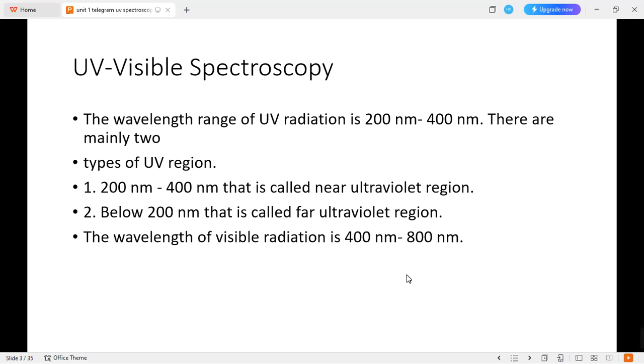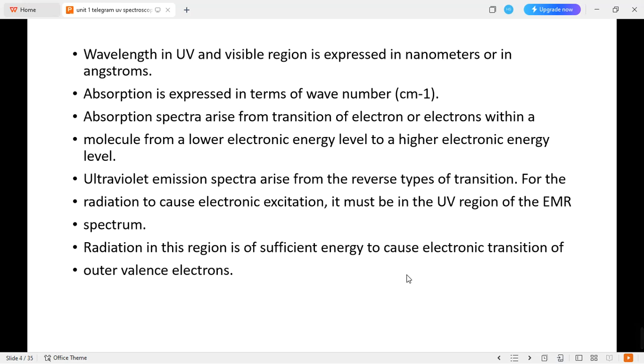radiation is again divided into two types: near ultraviolet region and far ultraviolet region. The region between 200 nanometers to 400 nanometers is called the near ultraviolet region, and below 200 nanometers is called the far ultraviolet region. And visible radiation is between 400 nanometers to 800 nanometers. The wavelength of the UV and visible region is always expressed in nanometers or in angstroms. And the absorption is expressed in terms of wave number.